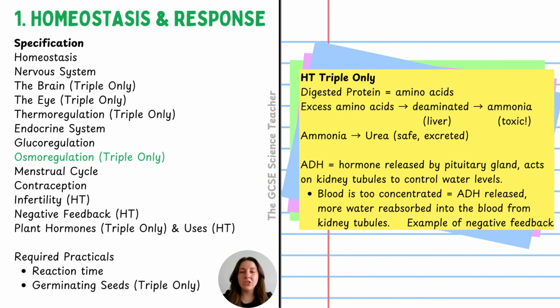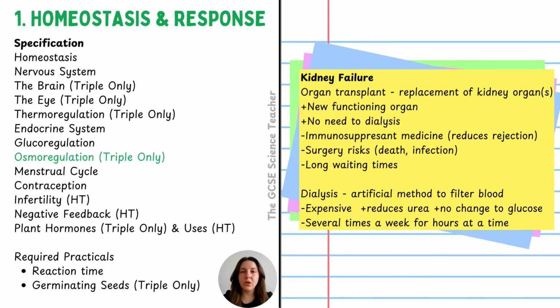ADH is a hormone that is released by the pituitary gland and acts on the kidney tubules to control water levels. If the blood is too concentrated, it needs more water. ADH is released, so more water is reabsorbed into the blood from the kidney tubules, and this is an example of negative feedback. If the kidney no longer works, there are two options.